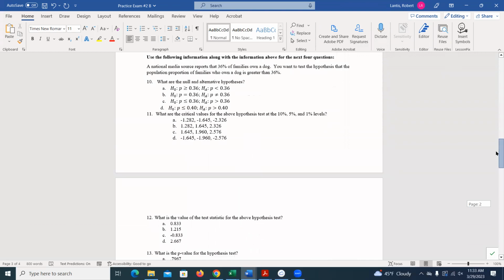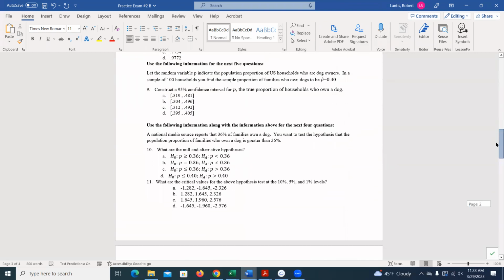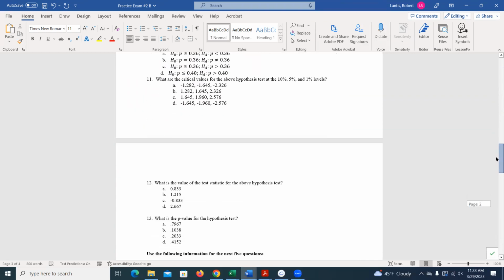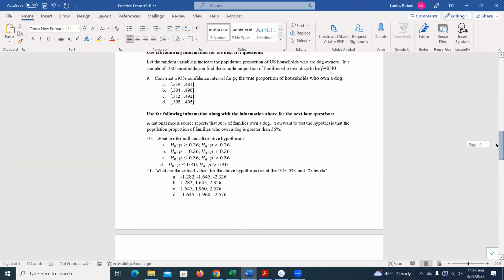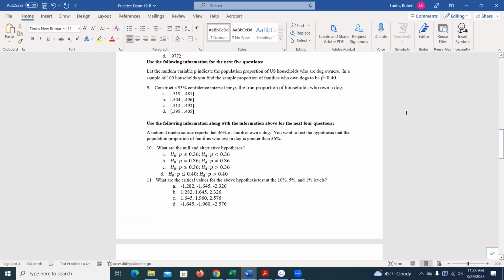So I'm going to scroll back up and let me think if I'll have enough time to do this. I should have enough time. So let's do the confidence interval first, right? So we've got this example where it's a proportion of people who own dogs, right? So it's 40% of households own a dog, from my sample of 100 households, okay? So I've got this sample proportion.